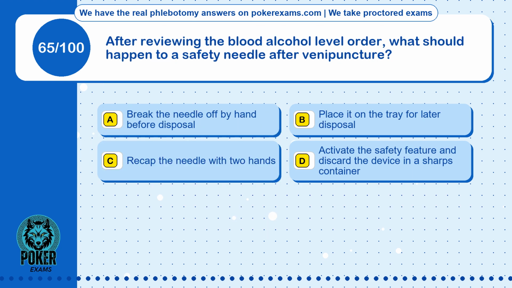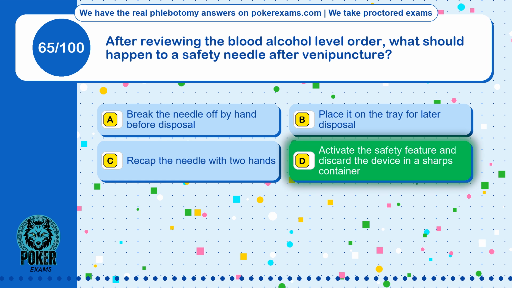Question 65. After reviewing the blood alcohol level order, what should happen to a safety needle after venipuncture? Option A, break the needle off by hand before disposal. Option B. Place it on the tray for later disposal. Option C. Recap the needle with 2 hands. Option D. Activate the safety feature and discard the device in a sharps container.